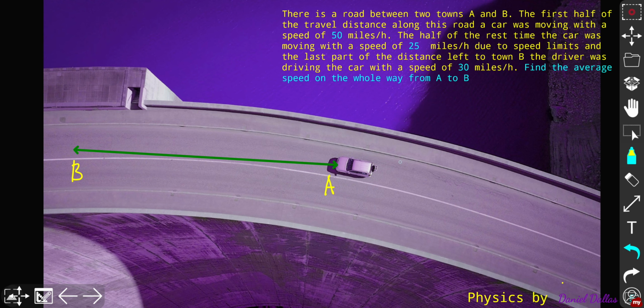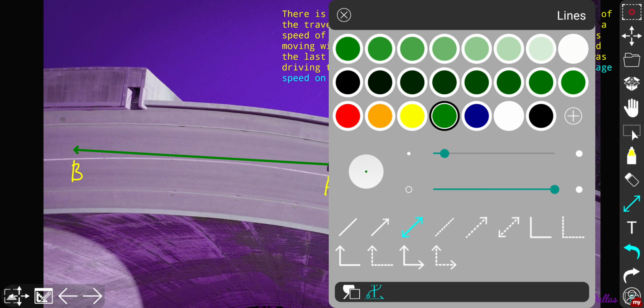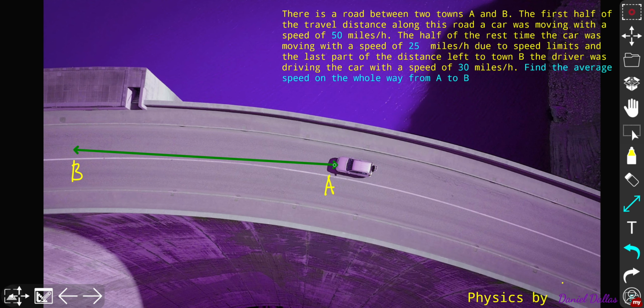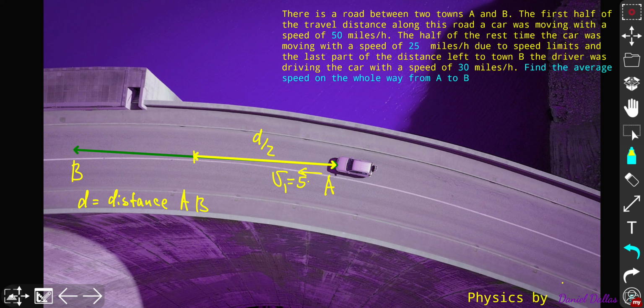So that means we can set up the first interval, let's mark it as the yellow one from here to here. It's going to be half of the distance. In that case, we can mark it as d over 2. That's definitely half of the distance, if the whole distance, d, is simply the distance between two towns, A and B. So that's why for the first half of the distance, it travels with a speed of 50 miles per hour. So let's mark it as V1 and mark it as 50. So that's going to be 50 miles per hour.